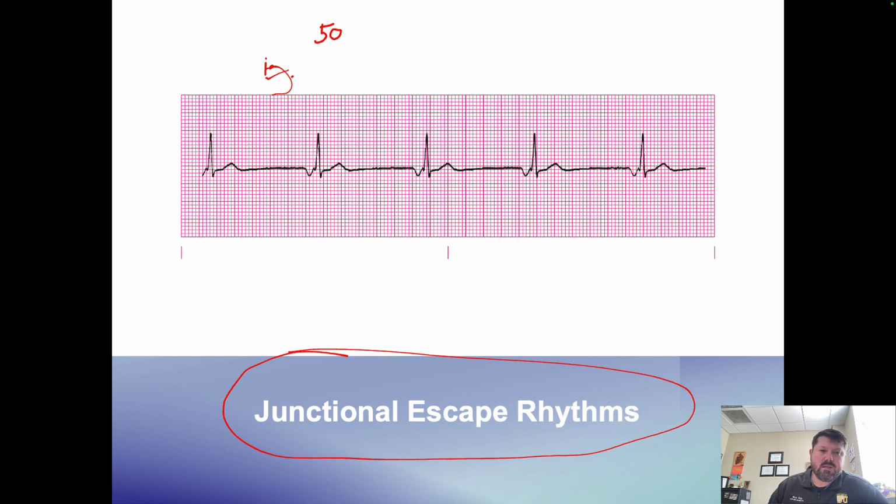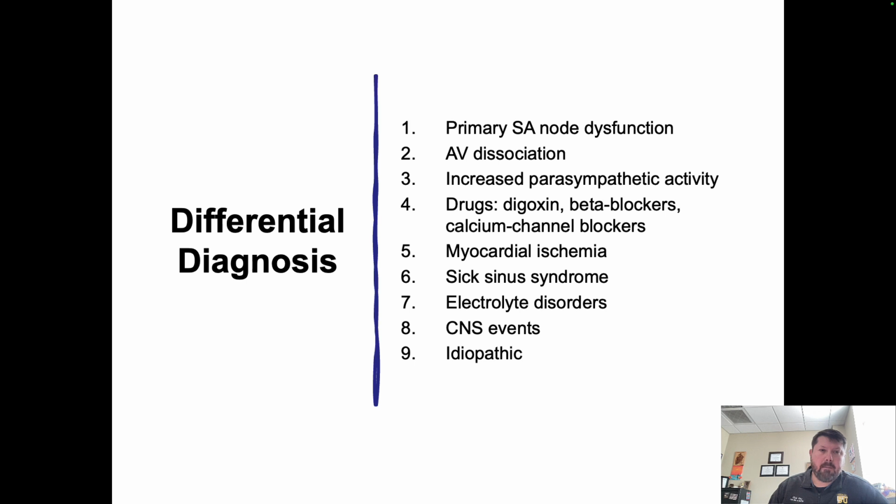So there are several causes for these rhythms to occur, but it's usually going to be in a situation where the AV node has had to take over as a pacer. Usually it's primary SA node dysfunction, the atria is not able to pick up in pacing, and so the AV node is having to act as an intrinsic pacer. Also, other causes could be increased parasympathetic activity and certain drugs. So we've talked about digoxin. Digoxin is a drug that treats arrhythmias, but it can also cause a lot of arrhythmias when it's outside of its therapeutic dosage or therapeutic range.